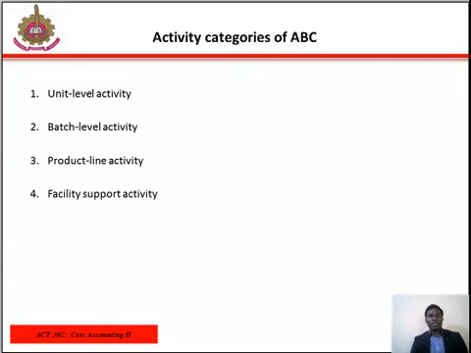For batch level activities, costs are incurred every time a batch of units is produced or a series of steps is performed. Purchase orders, machine setup, and quality tests are examples of batch level activities. Product line activities support an entire product line but not necessarily each individual unit. Examples of product line activities are engineering changes made in the assembly line, product design change, and warehouse and storage cost for each product line.